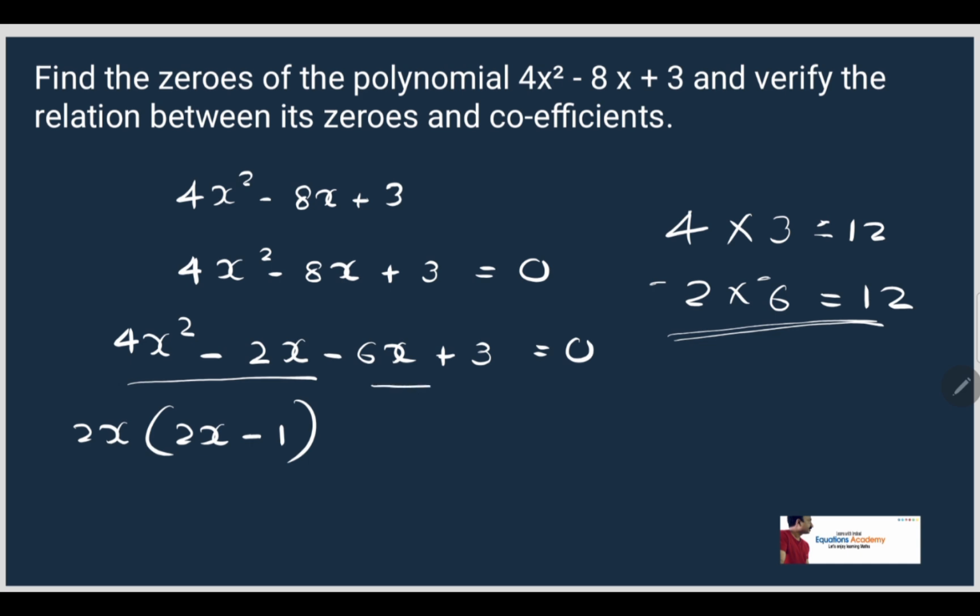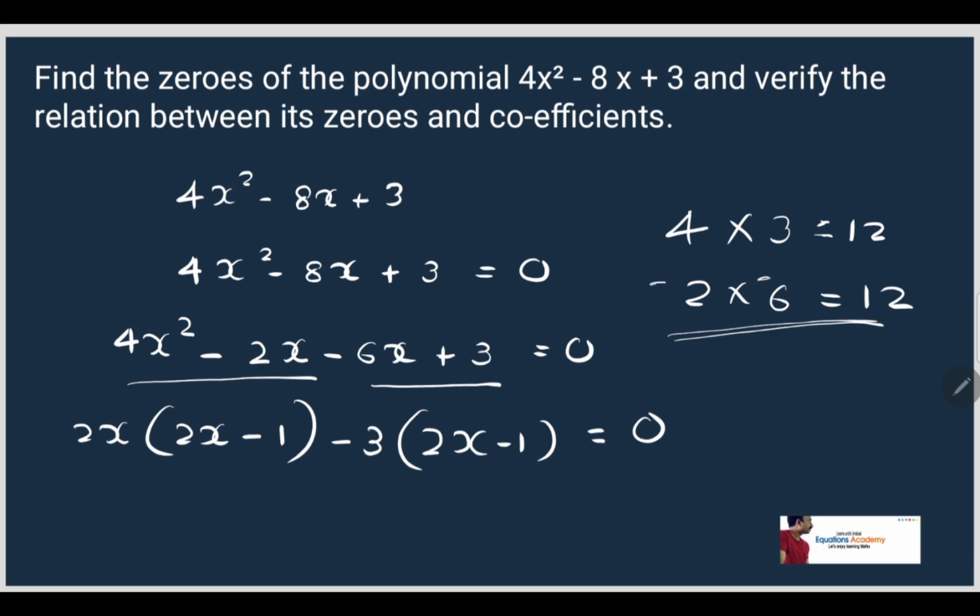Now we'll go to this part. The trick is, what we have written in the first bracket, 2x minus 1, we will write it again, 2x minus 1. So 2x minus 1 we have already written in the bracket. So what is left? We have minus 6x. Already 2x is there. So if we put minus 3 here, minus 3 into 2x is minus 6x. Then minus 3 into minus 1 is plus 3. So this is correct. This is equal to 0.